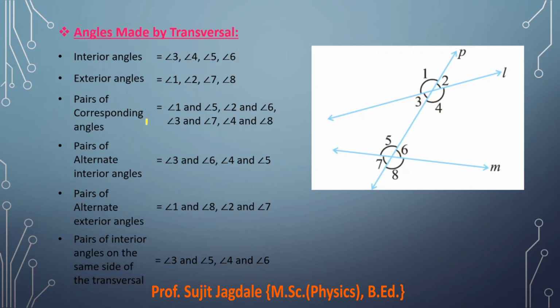In this way, these 6 types of angles are made by the transversal when it intersects two lines. So this is it for today. The remaining portion of pairs of lines, or different properties, we are going to study in the next lecture.